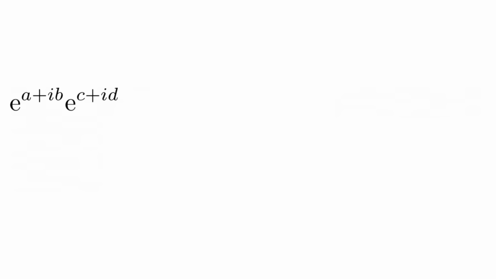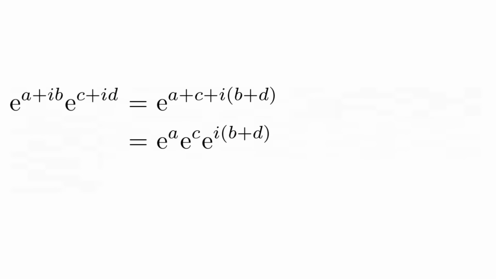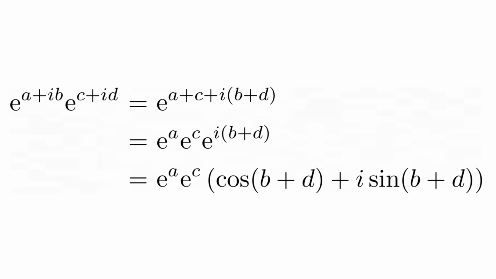And so when you multiply two complex numbers together, you get e to the a plus ib times e to the c plus id. If you multiply those together, since it's the same base, you get e to the a plus c plus i times b plus d. Now the e to the a plus c separates into an e to the a times an e to the c. So those are the moduli of the individual complex numbers. And so you end up getting e to the a times e to the c times e to the i(b plus d). So when you multiply two complex numbers, what it does geometrically is it multiplies their lengths together, but then adds their arguments.